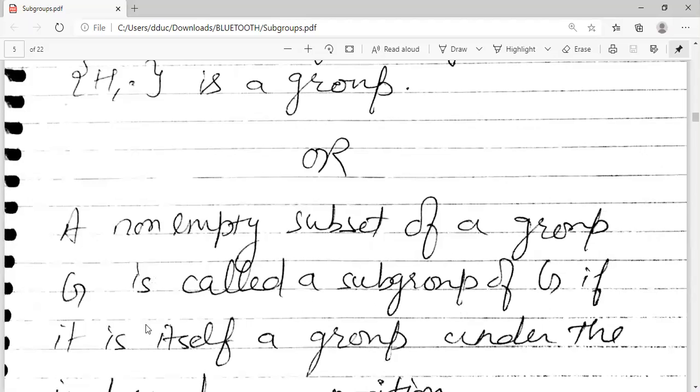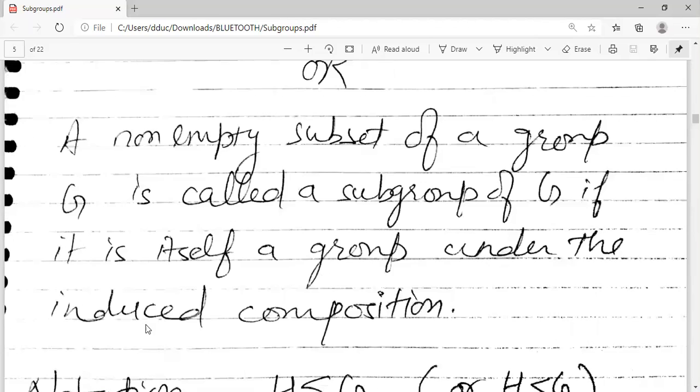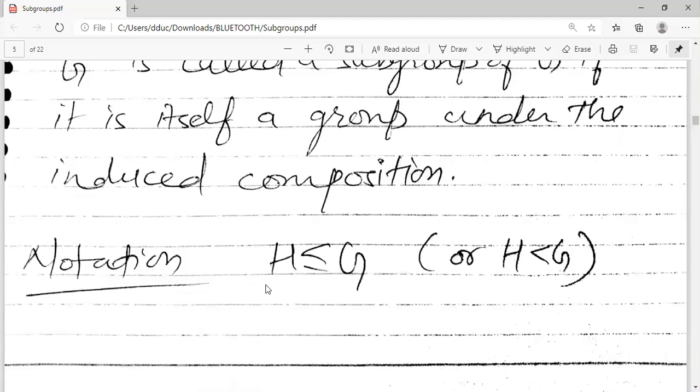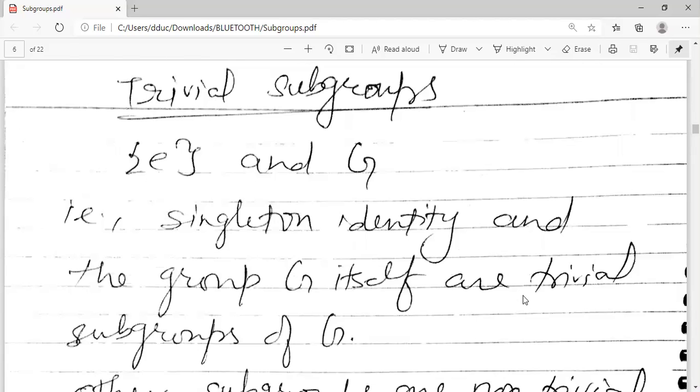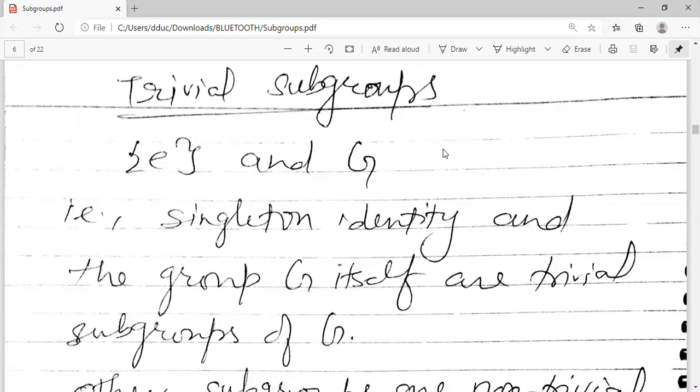So you can also write it like this: a non-empty subset of a group G is called a subgroup of G if it is itself a group under the induced composition. This is the notation. H is a subgroup of G is denoted like this, or somewhere sometimes you can also see this notation in some books. Now, if you have a group G, then every group has two trivial subgroups: the group G itself and the singleton identity. This is also a subgroup. So these two are always subgroups of a group, and they are called trivial subgroups, and all the subgroups other than these two are non-trivial subgroups.